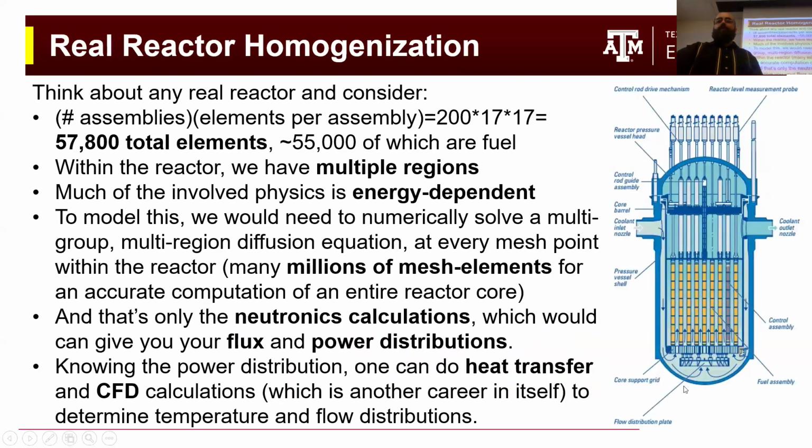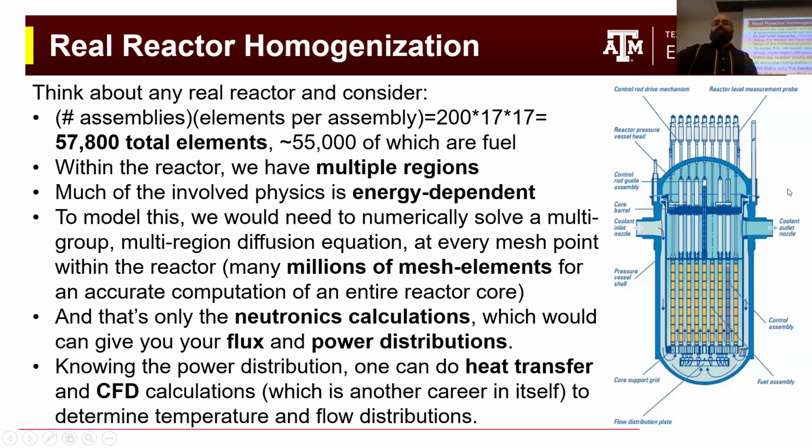So real reactors, if we want to attempt to do this, we've got to understand what's in a real reactor and what homogenization would look like for a real reactor. We were already talking about how if you have 200 assemblies and each one has 17 by 17 elements, that's going to give you 57,800 total elements. About 55,000 of those will be fuel, and then you'll have other channels for control rods and instrumentation and things like that.